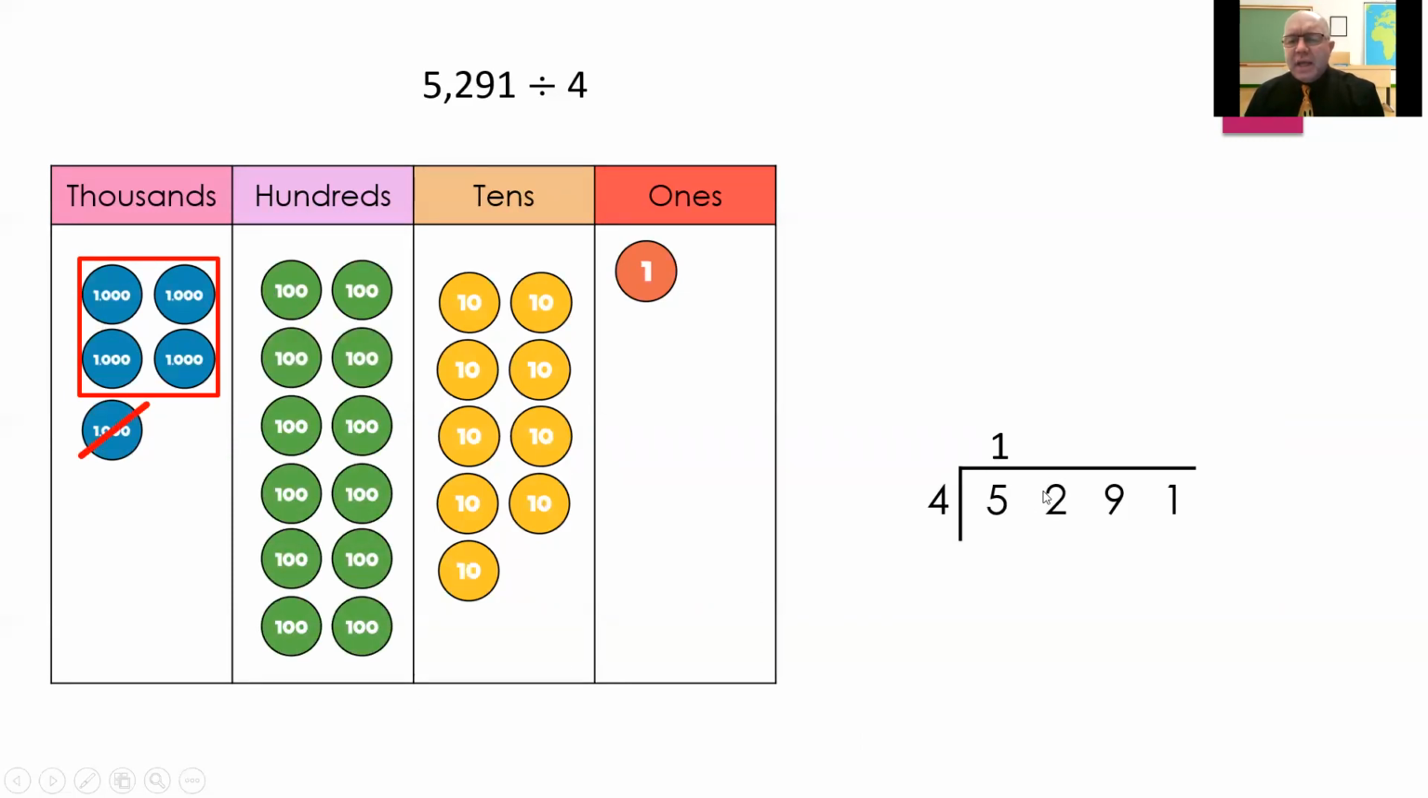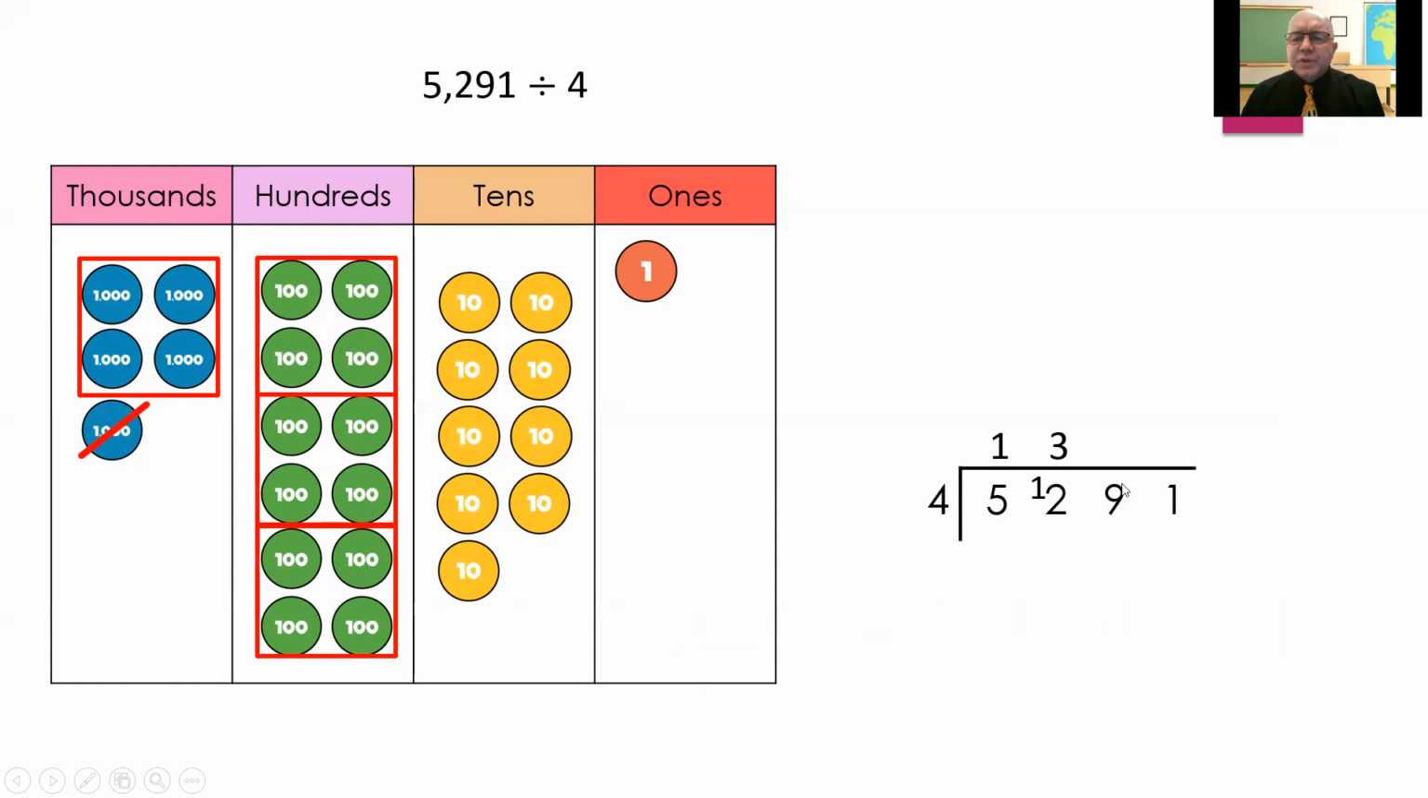So we're going to exchange that for 10 hundreds. And we show that here with a little 1 there. That's saying that one of the thousands has now been exchanged for 10 hundreds. So we've now got 12 hundreds. Okay, I need to be seeing these exchanges. If they're not there, I can't be sure you know what you're doing. So we've now got 12 hundreds divided by 4. So how many groups of 4 can we make here? 1, 2, 3. So 12 divided by 4 is 3.